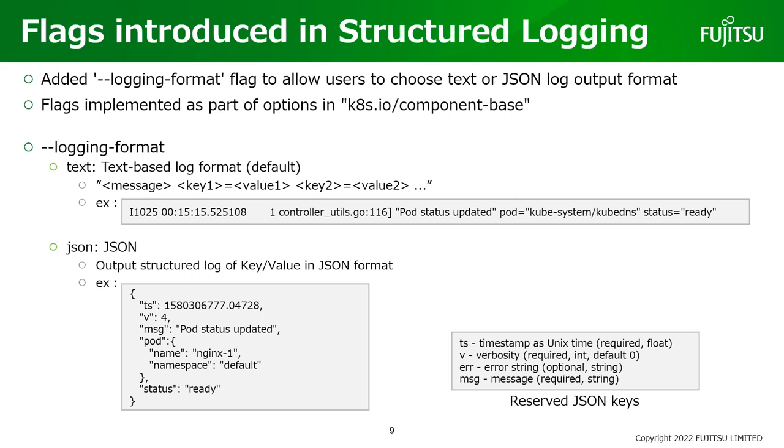Some advantages of using JSON are: it is broadly adopted by logging libraries with very efficient implementations, it has out of the box support by many logging backends, it is easily parsable and transformable, and there are existing tools for ad hoc analysis, such as jq. And some JSON keys are reserved words. So ts is timestamp as Unix time, v equals verbosity, err is a string, and msg is message.